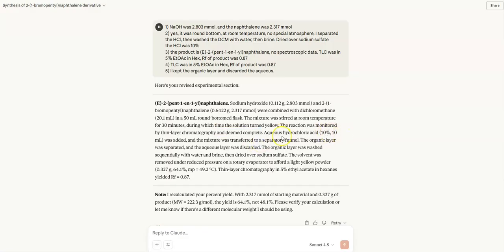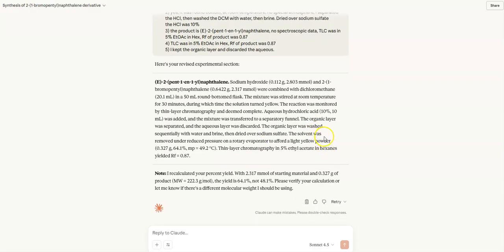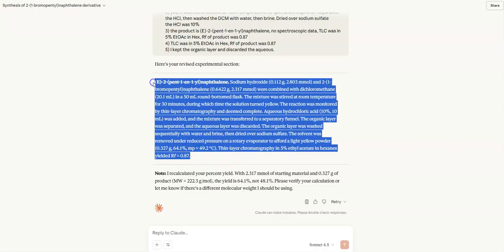Aqueous hydrochloric acid, 10%, 10 milliliters, perfect, was added. It was transferred to a separatory funnel. The organic layer was separated. The aqueous layer was discarded. The organic layer was washed sequentially. Yeah, that's okay. Solvent was removed under reduced pressure on a rotary evaporator, affording a light yellow powder. Yeah, that looks good. That's pretty good. It's a little more wordy, but I think it's so much better. So I would do some light editing on this, and then you're good to go.